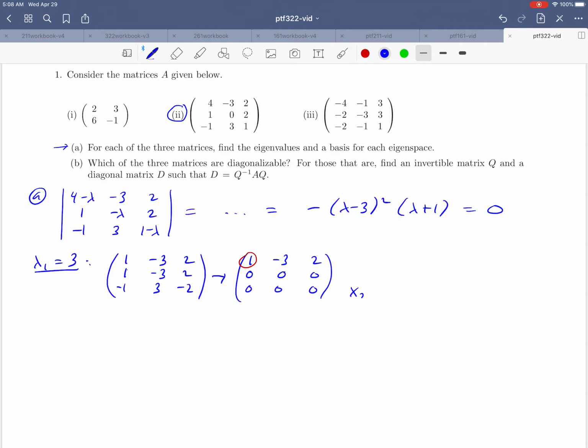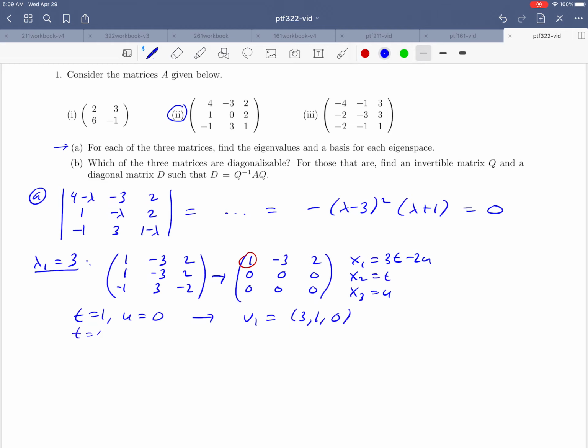So if we let x2 be t and x3 be u, then we can solve for x1, and we're going to get 3t minus 2u. To get eigenvectors, we've got 2 free variables, so we'll use that standard technique of making one of the free variables 1 and all of the other ones 0. So if we let t be 1 and u be 0, that's going to lead us to an eigenvector that looks like 3, 1, 0.